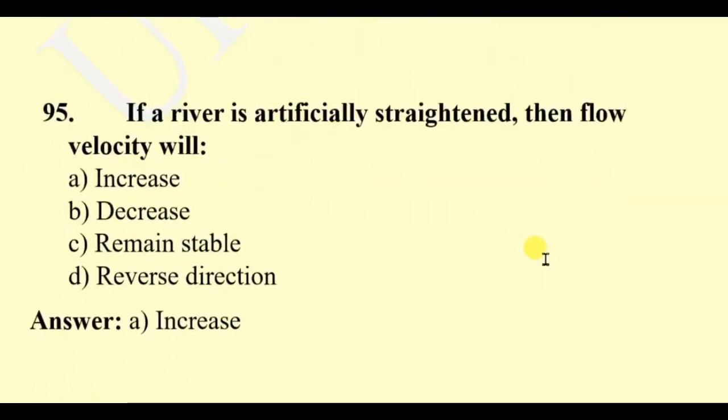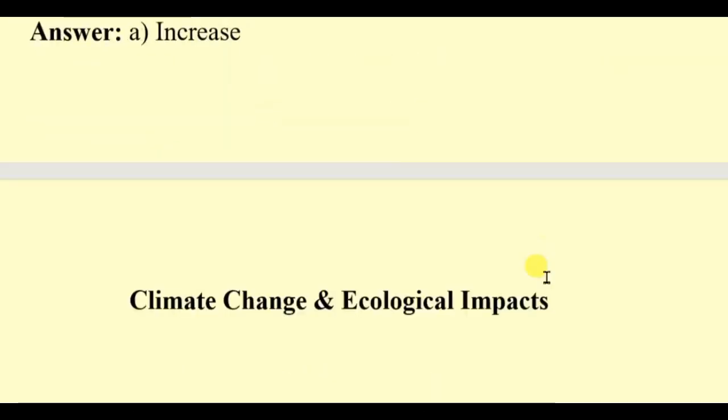Question number 95. If a river is artificially straightened, then flow velocity will increase, decrease, remain stable, or reverse direction. Here the right answer will be increase.